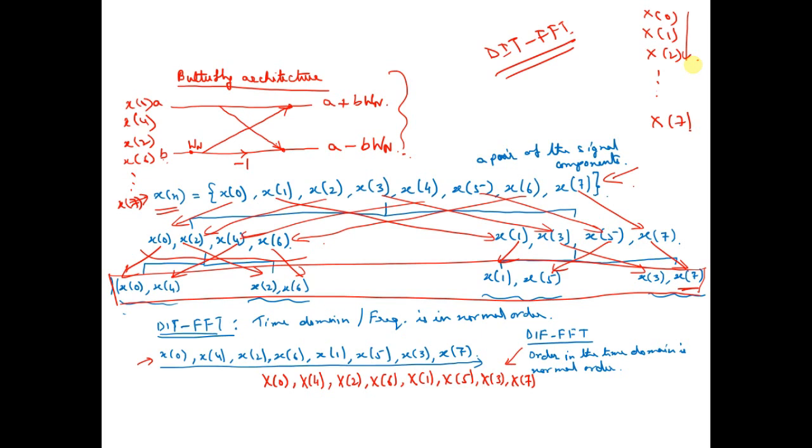Next comes what happens if we are doing DIF FFT. In DIF FFT, the output would be in the decimated order, and the input will be in the normal order. Okay. So DIT FFT, input is decimated order, output is normal order. In DIF FFT, input is normal order, output is decimated order. Okay.